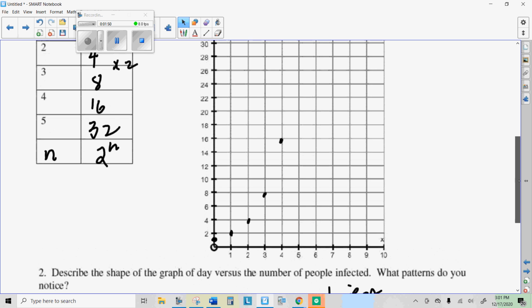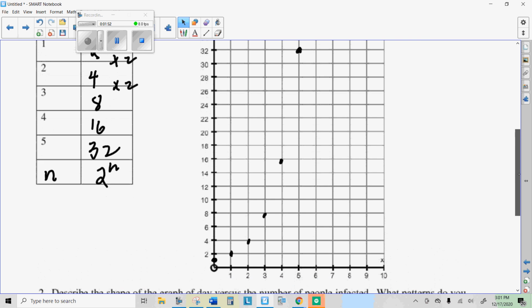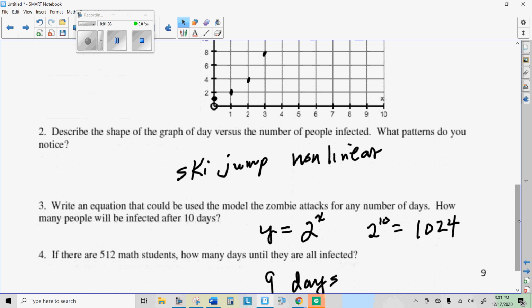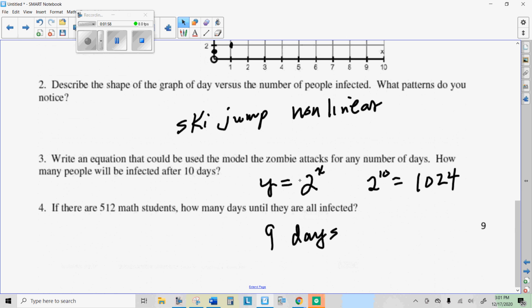Here's what my graph looks like. And it's a nonlinear graph. The equation is 1 times 2 to the x, or 2 to the x. Since we start with 1, you don't really need that there. 2 to the 9th equals 512, so that would be 9 days.